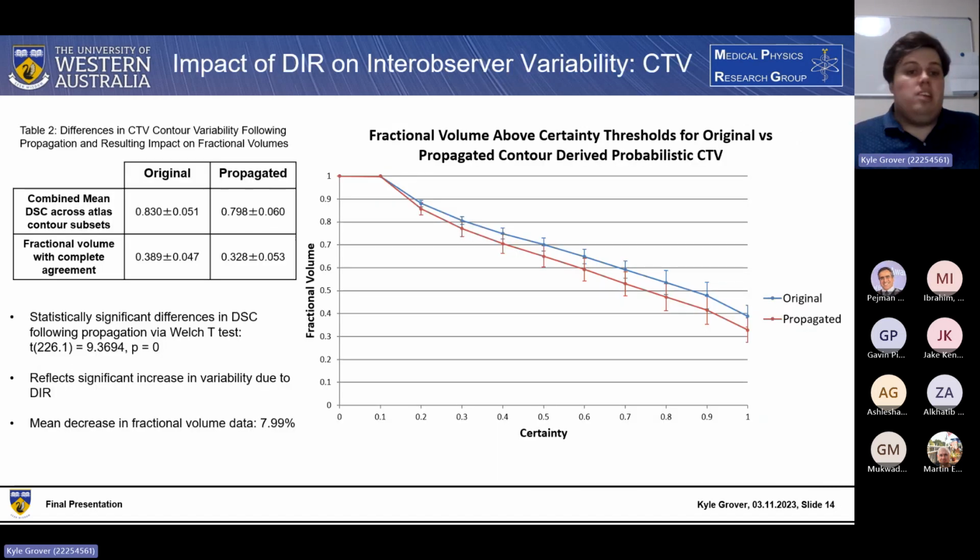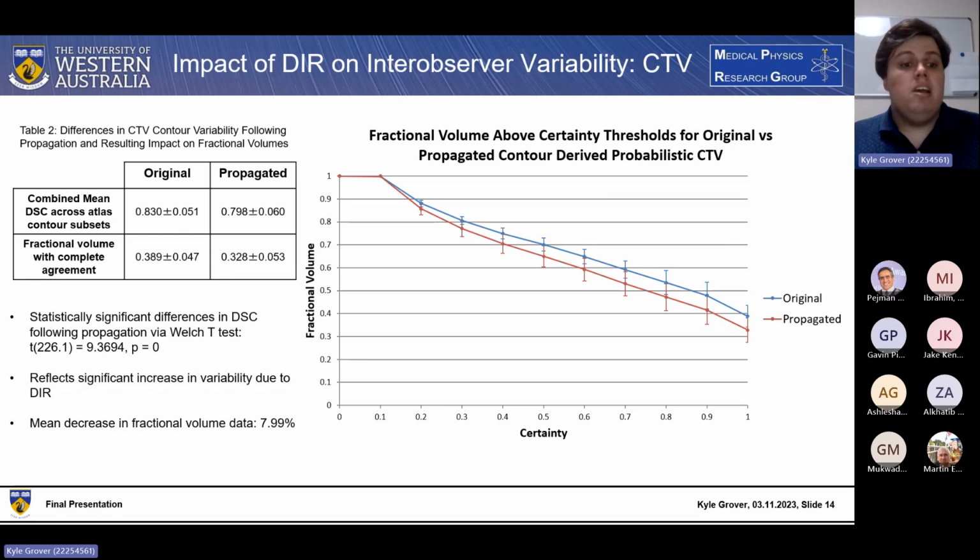So as we move on, in order to assess the impact of deformable image registration on the interobserver variability, we look at it in two different ways. First, as we mentioned, we had the dissimilarity coefficient that we calculated between all of the structures within each atlas patient. And we look at how this compares before and after the propagation step, just to see how much the variability actually changes.